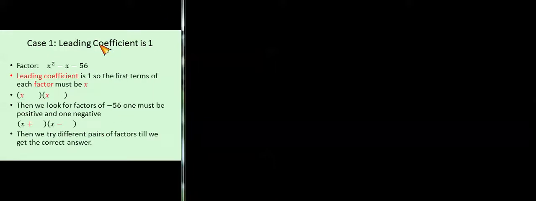All right, case 1, the leading coefficient is 1. So for instance, factoring x squared minus x minus 56, leading coefficient is 1. That means the first terms of each of these factors must be x. We then look at the factors of negative 56. All right? Because it's negative, we have to have a plus and a minus.